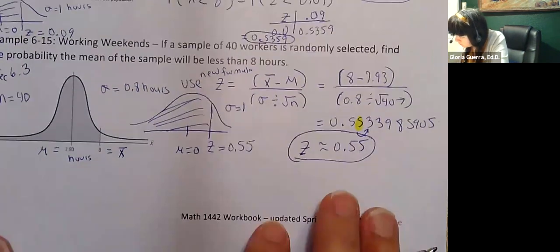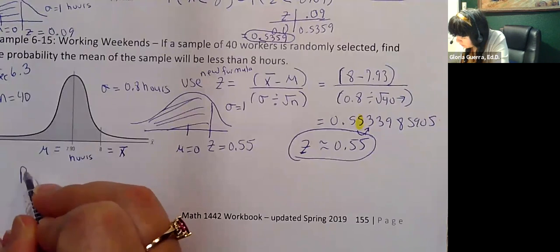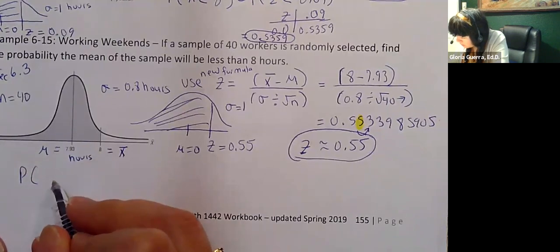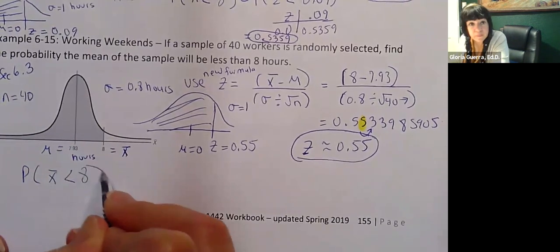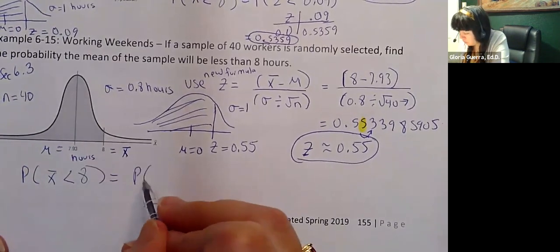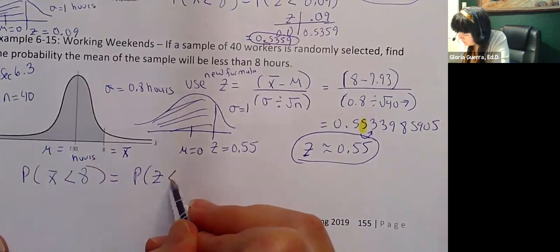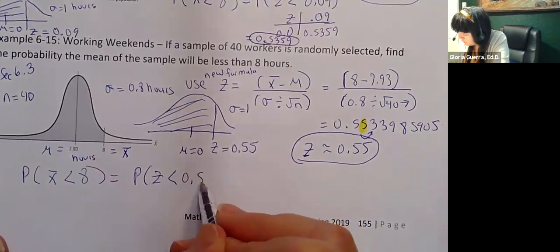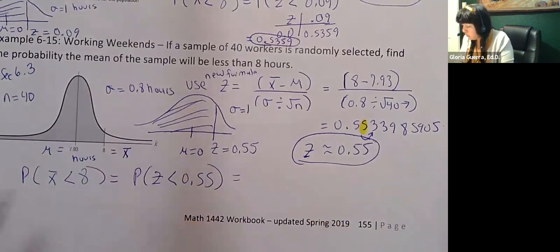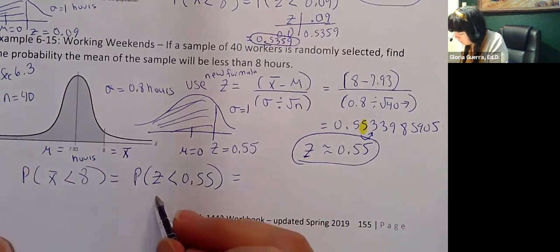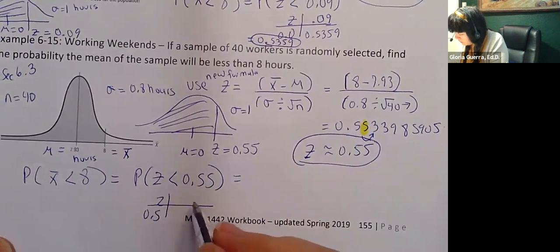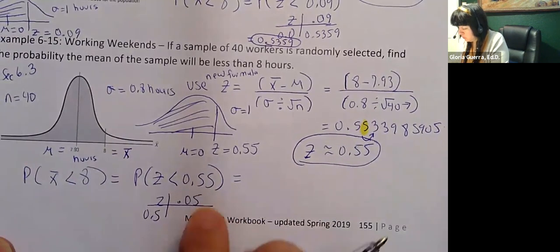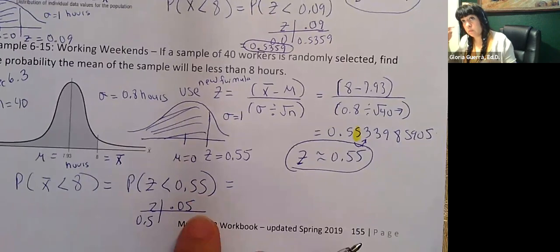So here, probability, this is X bar. So here, X bar is less than 8. And then you ran it through the formula, it became a Z. It's less than 0.55. And then when you look it up on your table, 0.5 and then 0.05. Okay, so 0.5 and then 0.05.